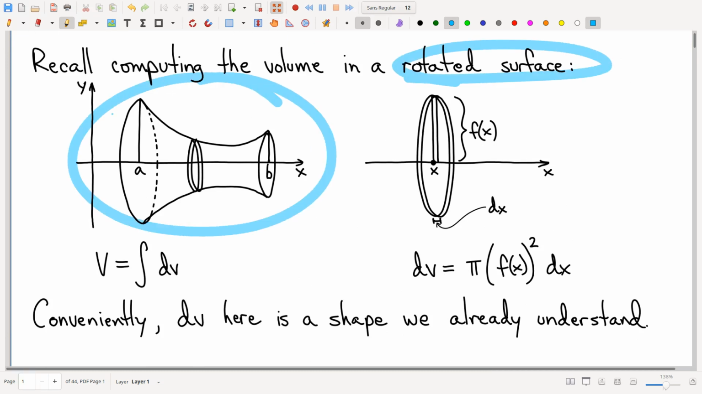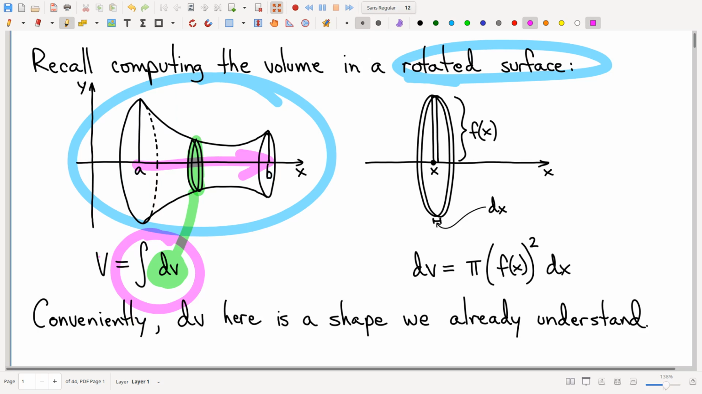Right, you want to compute the volume of a rotated surface, then you're going to look at a slice of volume, and you're going to add that up over all values of x between a and b, right? The whole is the sum of the parts. You chop up the whole volume into a bunch of little slices of volume, and the whole is the sum of the parts.